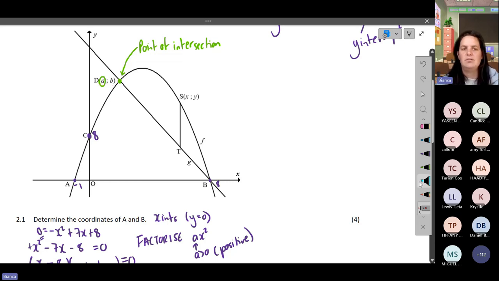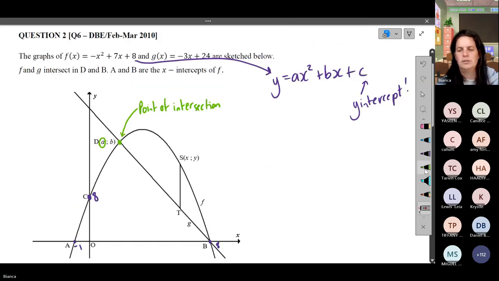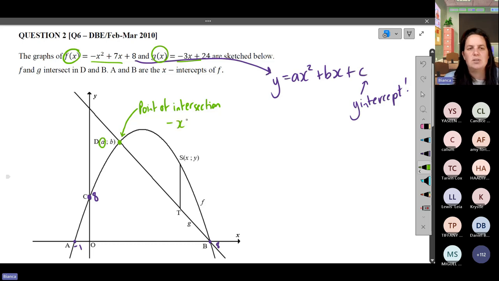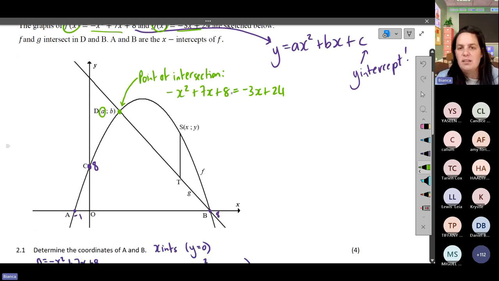So because they're asking you for this one over here, you can take the two graphs. We know that they have the same y value, so if we equate them, you can say minus x squared plus 7x plus 8 equals minus 3x plus 24. This is how we can find the x value of a point of intersection. Just equate the two graphs. Now, if you were here on Tuesday, you should know this equal sign means it's an equation. What type of equation is this if it's got a square? Say it to your teachers.